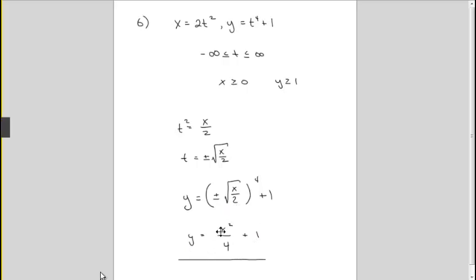This is the equation for a parabola which has its vertex at x equals 0, y equals 1. It's stretched so that it's going to be flatter than a normal parabola. So anyway, that's the corresponding xy formula. Now let's plot this using parametric equations.